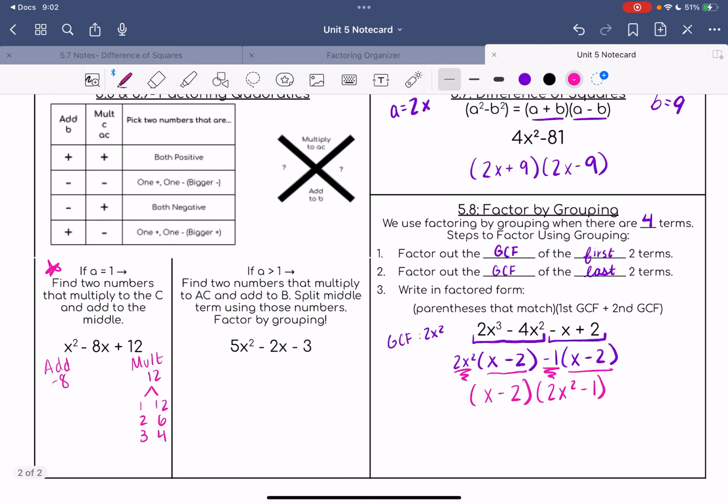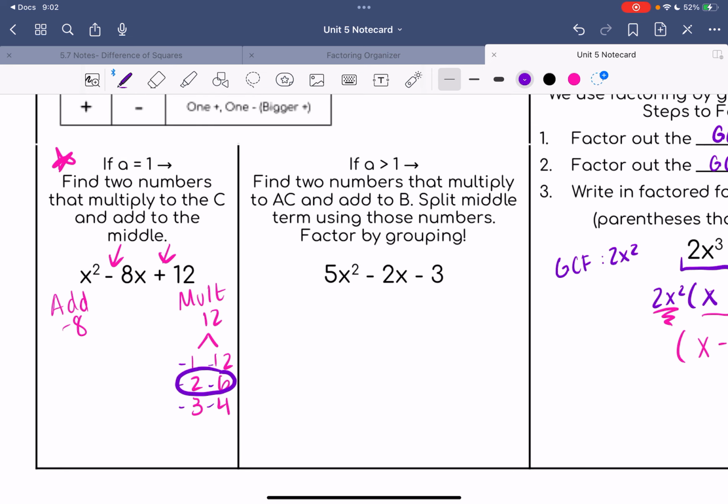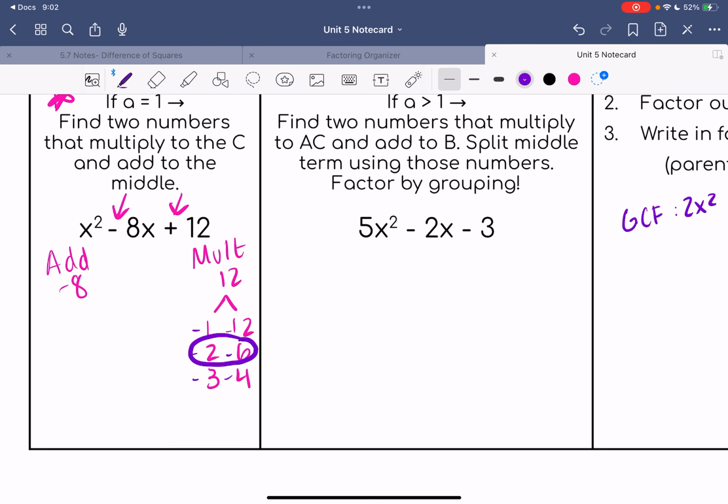And then if I go look at our table up here, if I need to add to a negative and multiply to a positive, that is going to be this third row here. I want to pick two numbers that are both negative. So I'm going to make all of these numbers negative. And now the ones of these that add together to negative 8 are negative 2 and negative 6. So my final answer here would be x minus 2 times x minus 6.